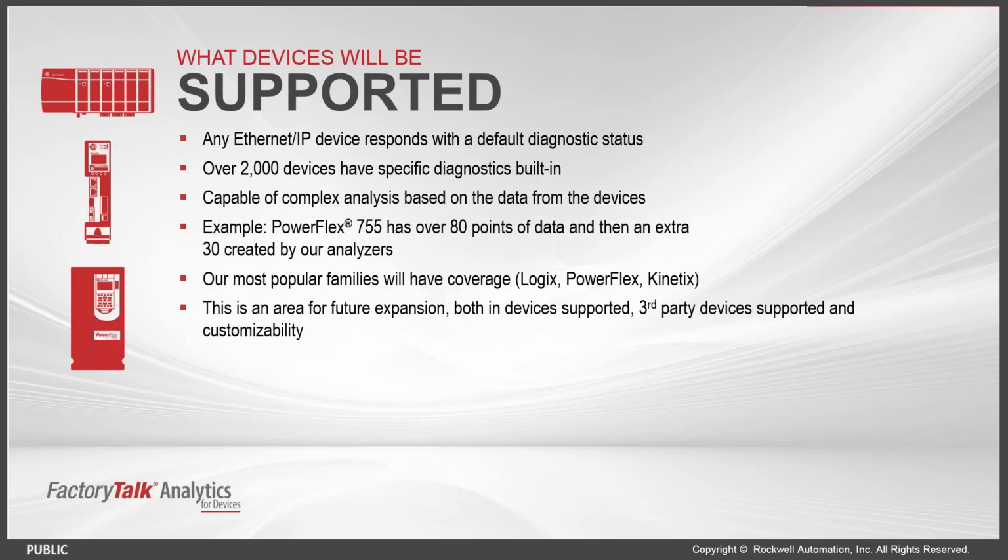For now, FactoryTalk Analytics for devices works with Ethernet IP devices, with a varying depth of analysis that will expand over time. While the system can provide basic diagnostic status information for any Ethernet IP device, we have a deeper analytical profile for 2095 Rockwell Automation devices, and we'll be adding more continuously. In future, we are looking to add protocol support for different kinds of automation devices based on feedback from our customers.